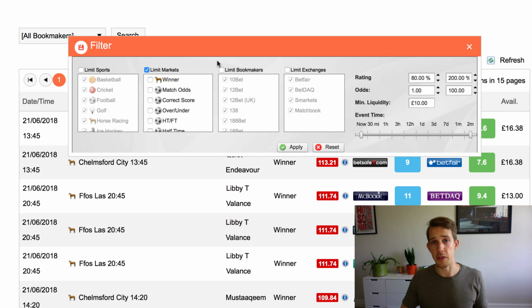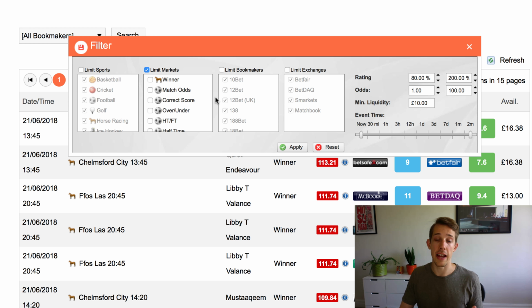So let's just whiz through the common markets that you see on the odds matcher. So the first one, pretty self-explanatory. This is in horse racing. You're just betting on the winner of the event. Second one, match odds, as I mentioned. Also, you're just betting on the outcome of the football event. Who will win, who will lose, who will draw.